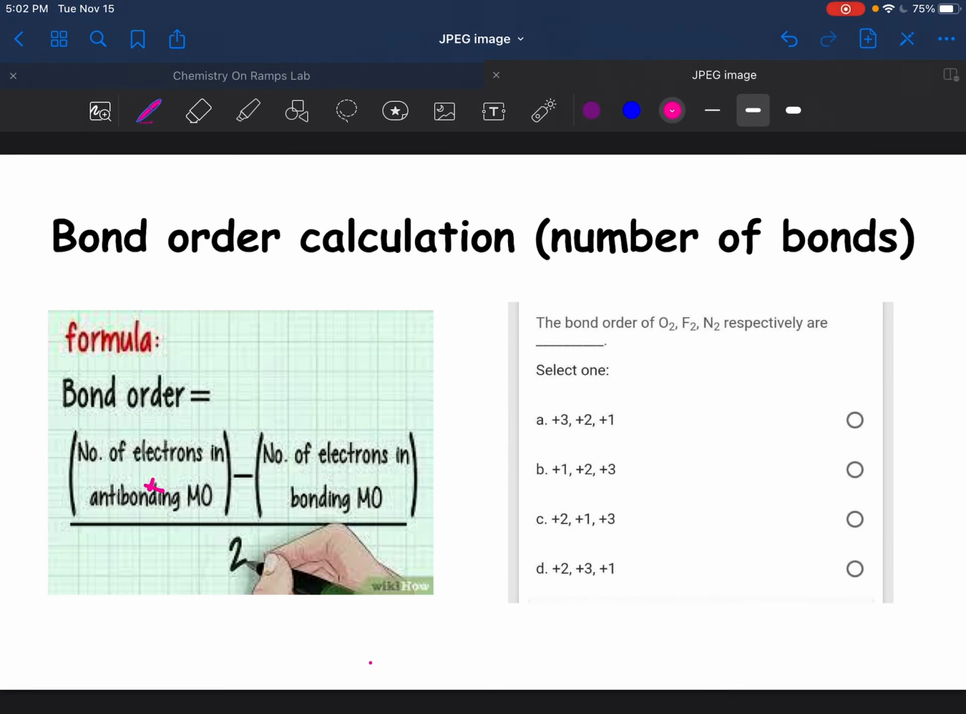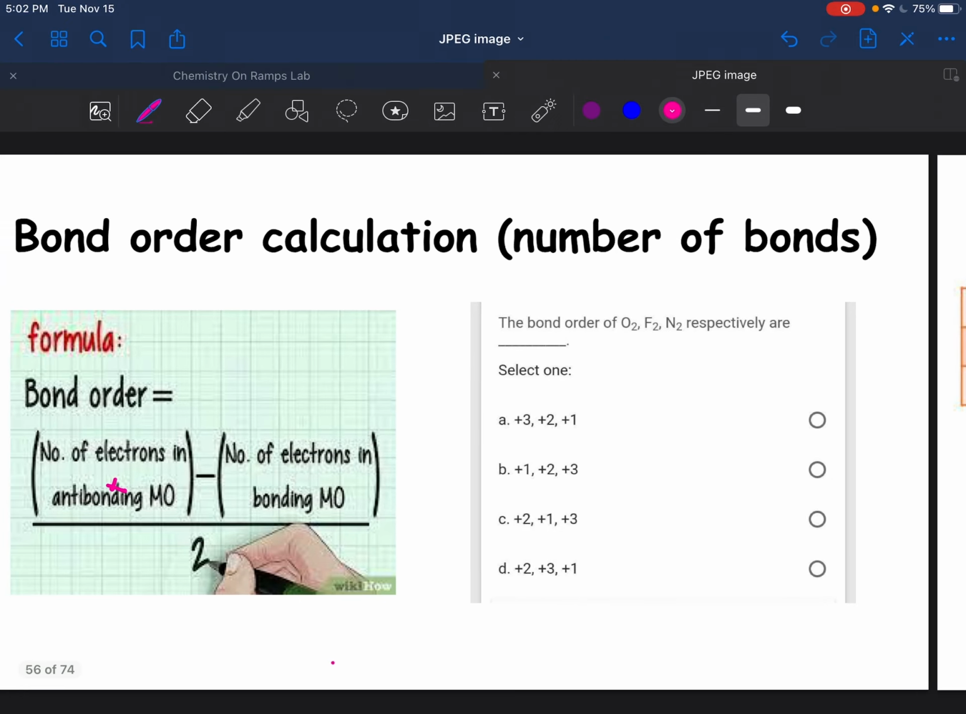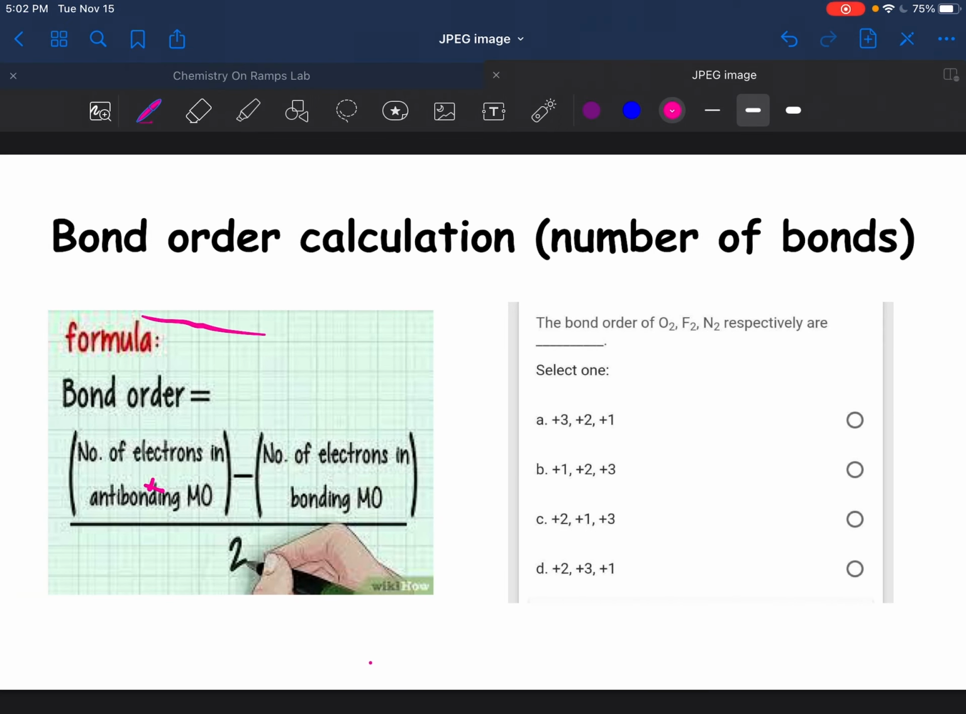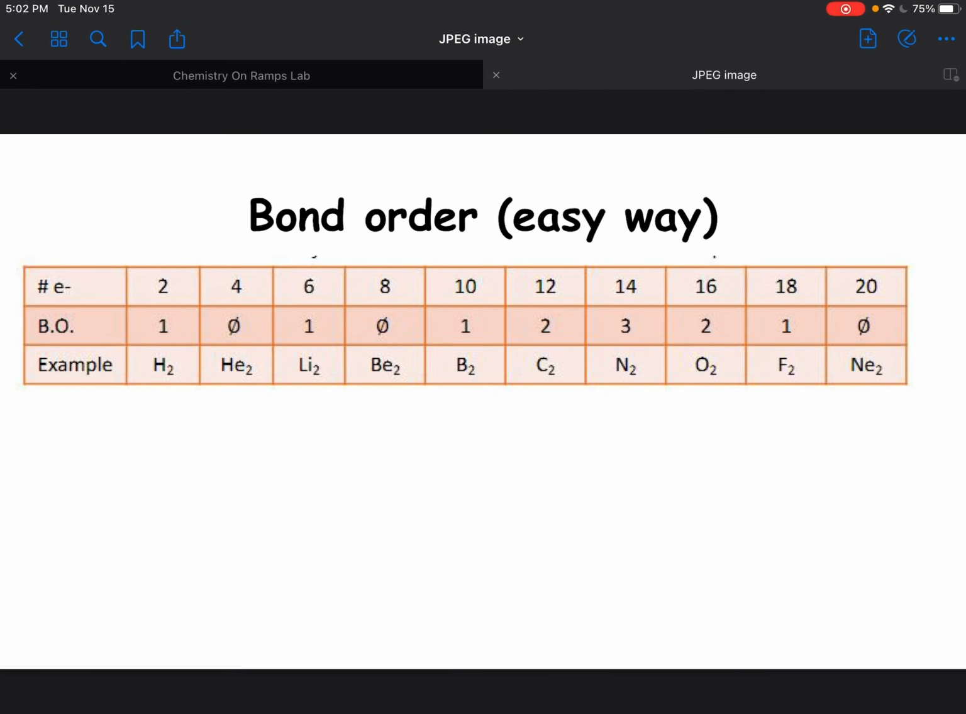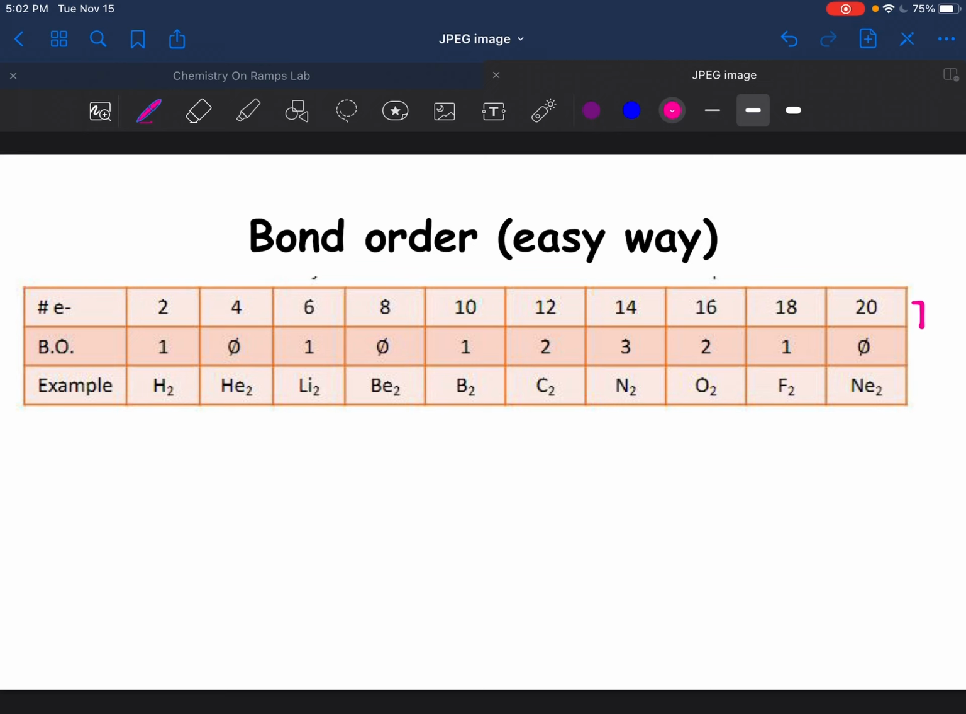But there is a much easier way to do this. I'm not even going to put you through the frustration of calculating that using the molecular orbital diagrams. You can just use this little table: bond order the easy way. All you have to do is memorize this table, even just the first two parts. The number of electrons: 2, 4, 6, 8, 10, 12, 14, 16, 18, 20.